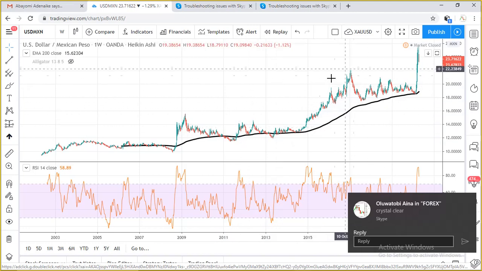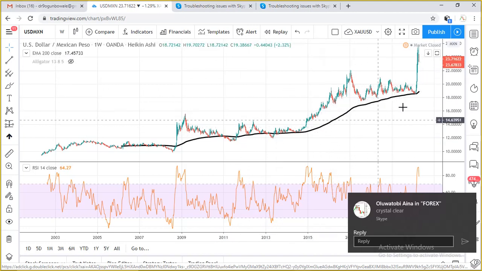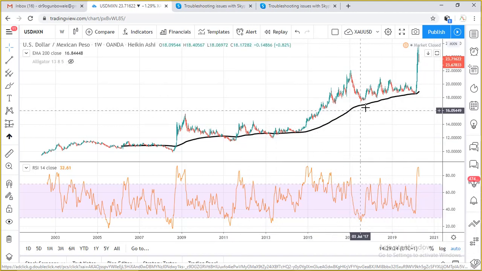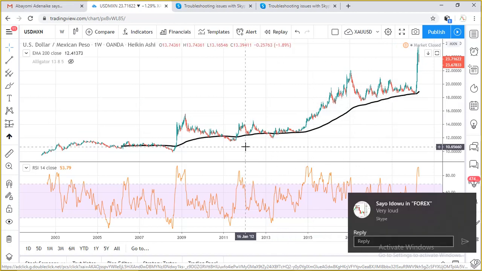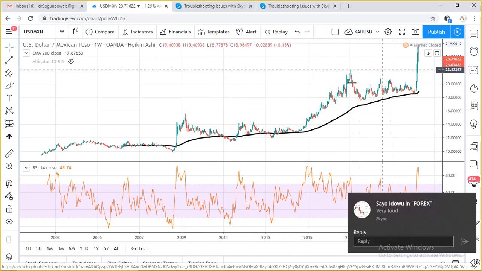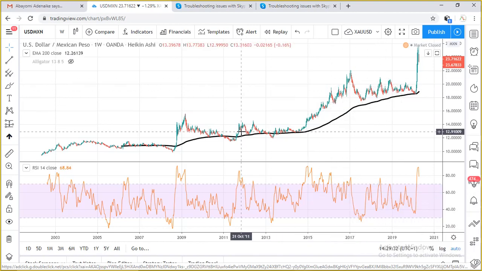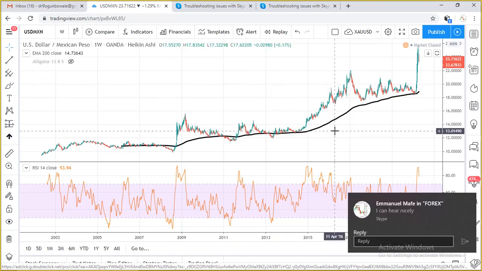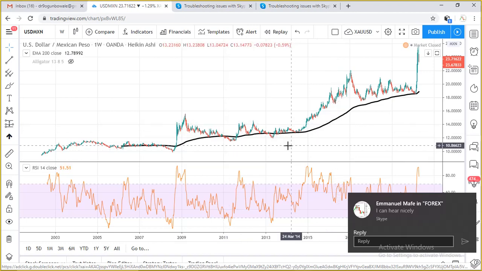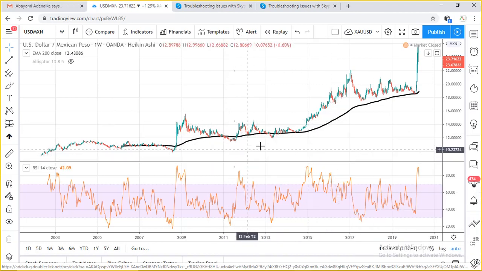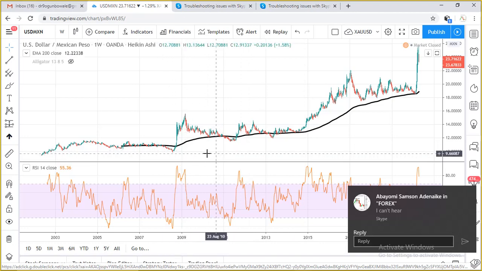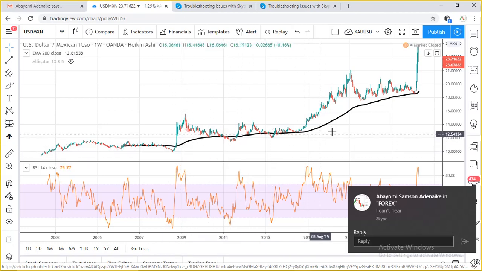So I want us to pay close attention to all this. The price above this line, which is EMA 200, means that the price is buying. If the price is below it, it means that it is selling, and it is selling on a long time.